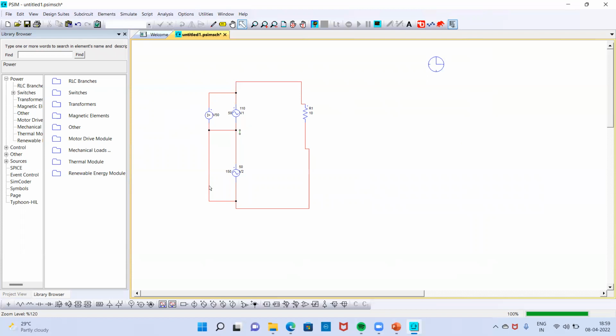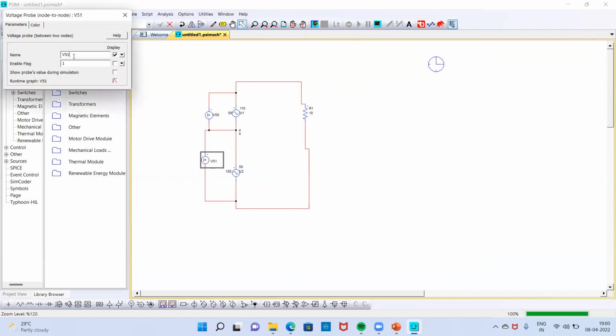Similarly, I will connect another voltage probe. Or I can copy that also. Sorry, this is connected here. I will delete this and copy this one. This is copied. So I will join these two things. I will call this V50, which was 50 and now is 150 hertz.